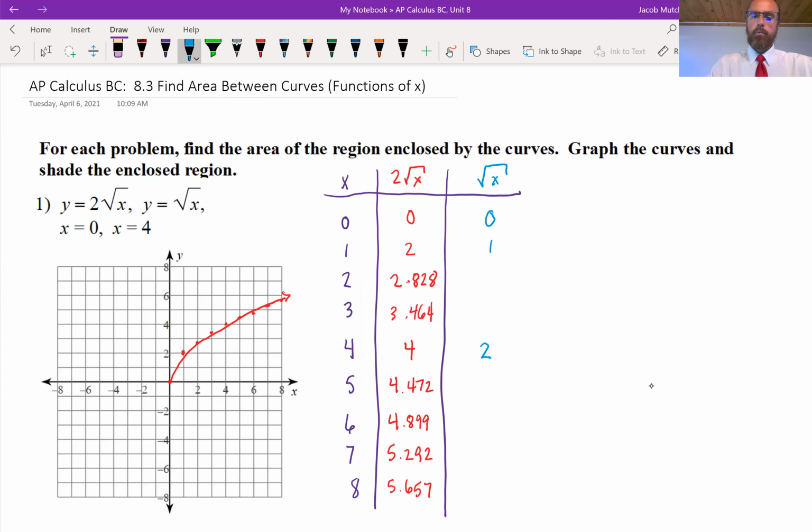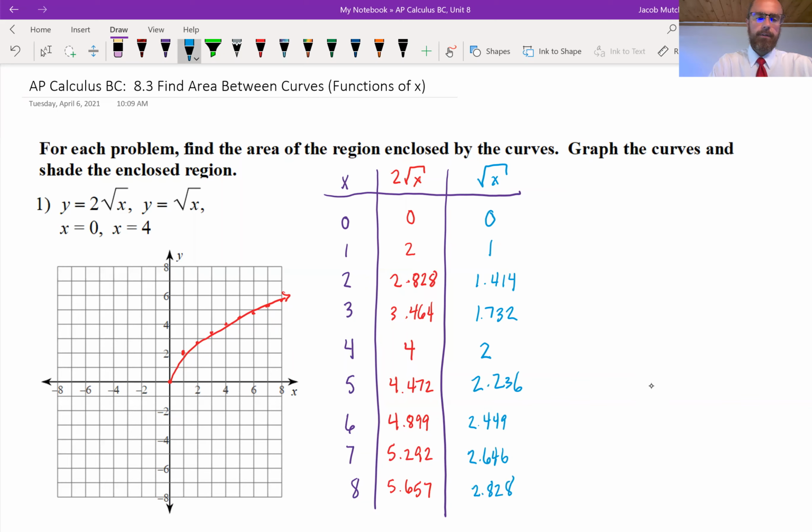So 0, 1, and then square root of 2 is 1.414. That's pretty recognizable. Square root of 3, 1.732. Square root of 4 is 2. Square root of 5 is 2.236. Square root of 6 is 2.449. Square root of 7, 2.646. And lastly, for our table, square root of 8 is 2.828.